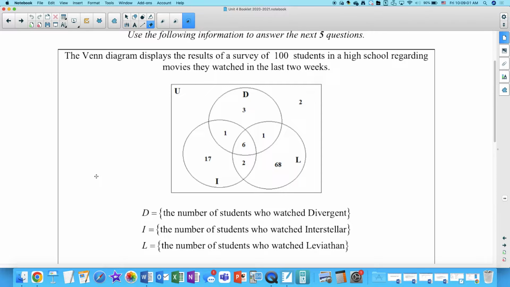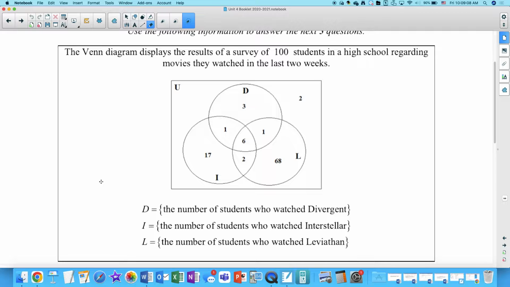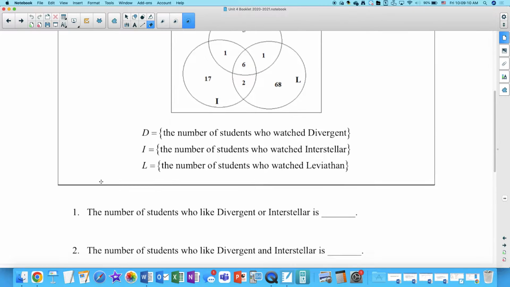Oh, wow. I would be right here. I'd be on the outside. I haven't seen any of them. Which one's the best? Interstellar, okay. All right. We'll give it a watch.